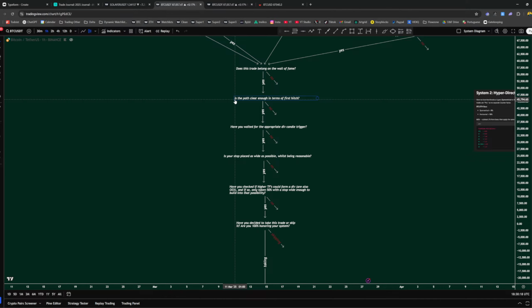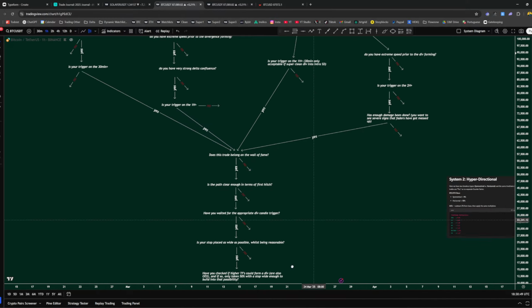So, assuming the path is clear enough, have you waited for the appropriate div candle trigger? This is something that I have been guilty of in the past. I see a clean bullish or bearish divergence forming. Let's say that div is forming on the 4 hour. Instead of waiting for that 4 hour candle close to confirm the divergence, I jump the gun and enter on an hourly candle or whatever it is. So this is just a gate specific to one of my weaknesses.